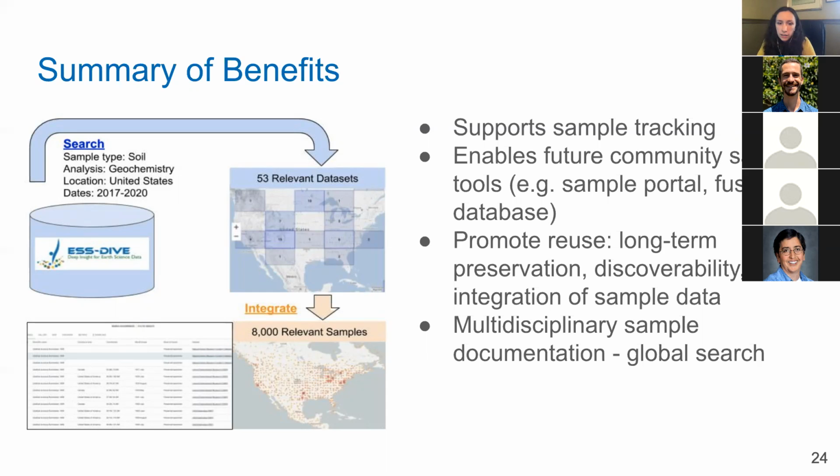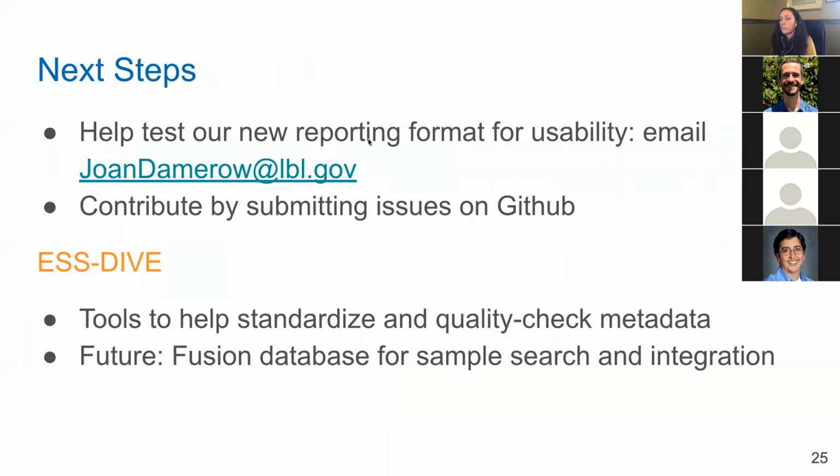So the persistent IDs and that associated metadata provide the building block that we need to do some of these things. And more generally, it helps us promote the reuse of this data through better preservation and improved discoverability, and enabling more automated data integration in the future. We are also working with broader efforts towards a multidisciplinary approach. There are other groups outside of DOE and internationally that are starting larger efforts to support global sample search in the future.